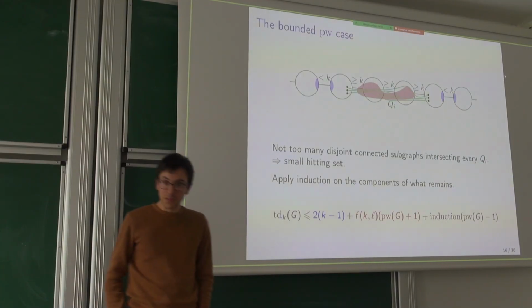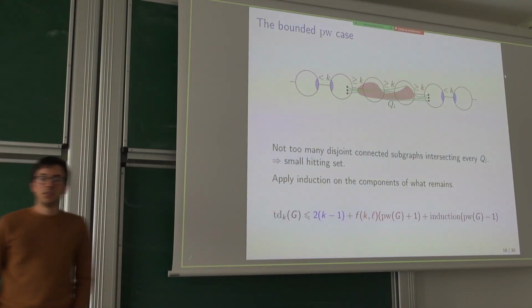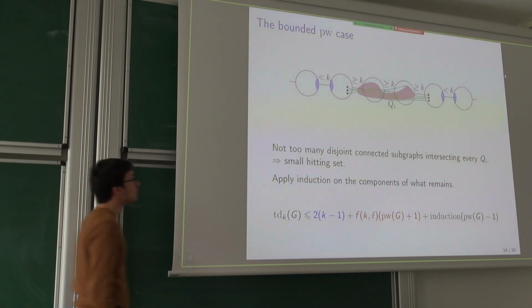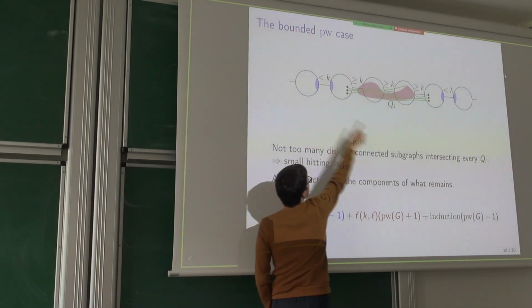Clément, yes? Can you repeat? I just lost track for a second and I didn't recover. So this inequality is 2 times k minus 1. This is for the clique-sum at the end. Yes. Why is it 2 times k minus 1? Here and here you have both sides.